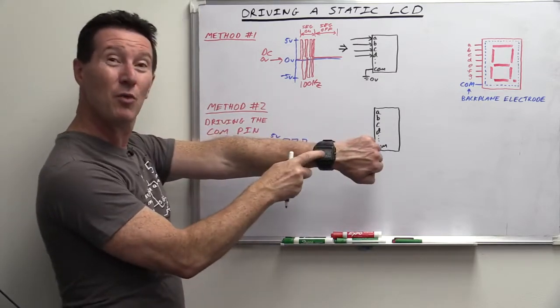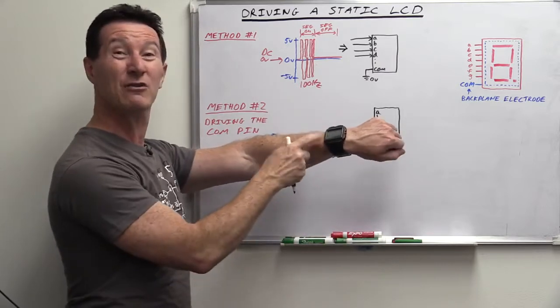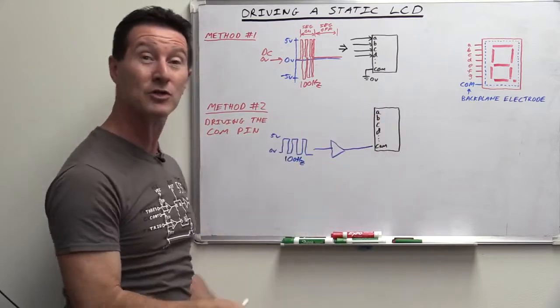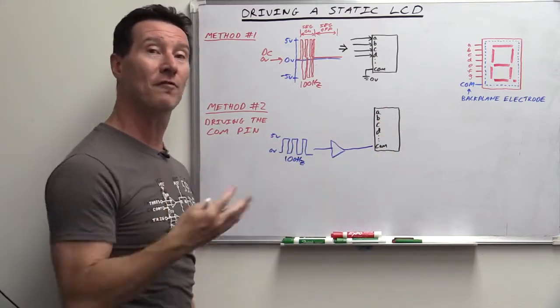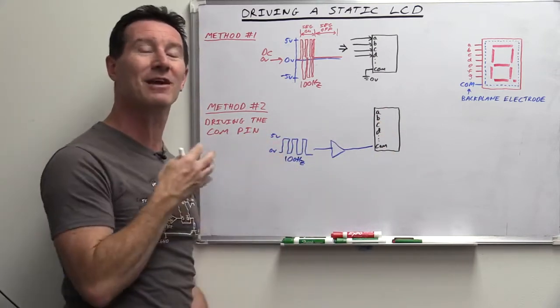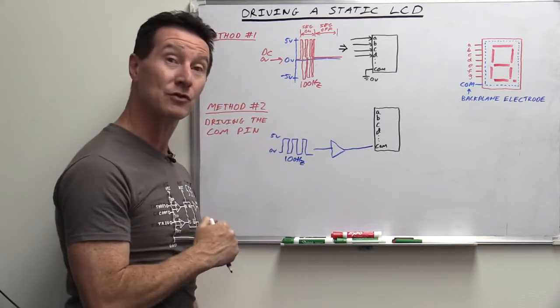That's why your LCD watch can last for years, assuming you don't have one of these newfangled, stupid, idiotic smartwatches. It can last for years or 10 years, or the shelf life of the battery, because the LCDs take practically nothing because they're only switching at 100 Hertz or something like that.